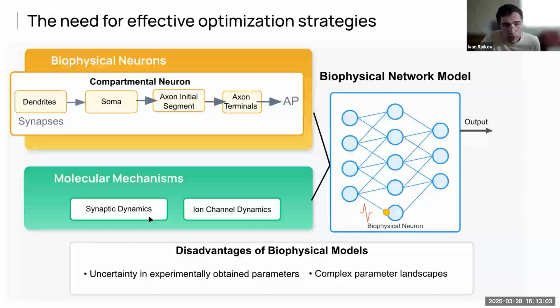The biophysical models are highly nonlinear dynamical systems. And so even small changes in parameters can result in large changes in behavior and overall dynamics.